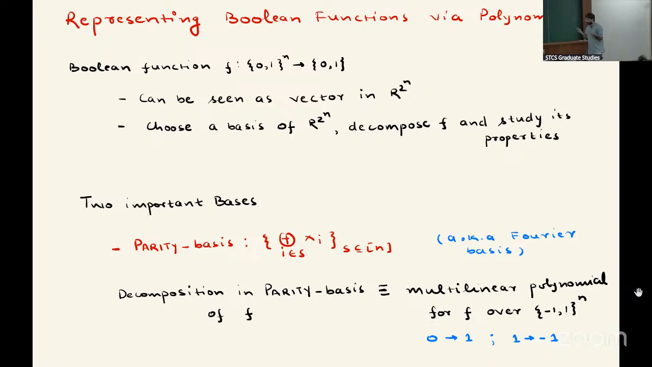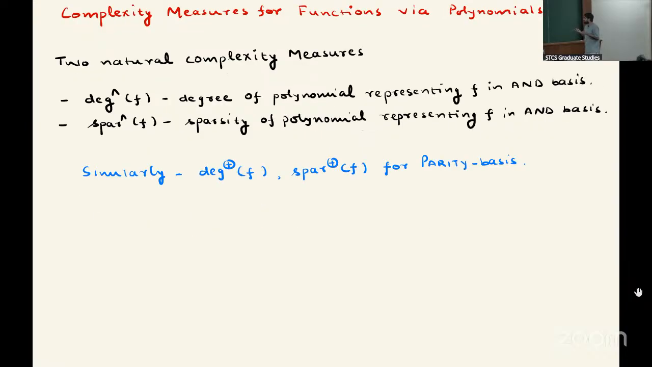And again, decomposition in the parity basis is also the same as writing the multilinear polynomial, but now you think of your domain as {-1, 1} to the n instead of {0, 1} to the n. This is just a linear transformation between the two bases. And once you think of them as polynomials, there is a natural way of measuring the complexity of a Boolean function, that is through these polynomials.